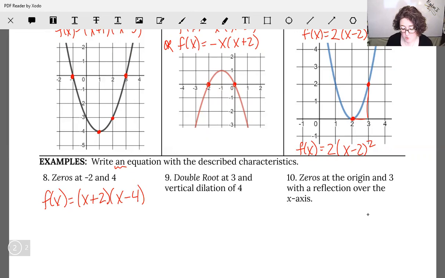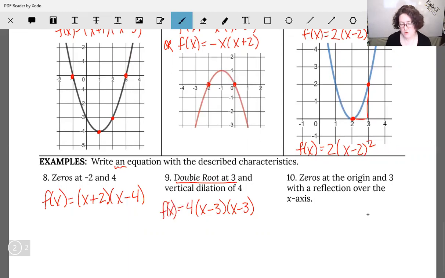If I'm going to write an equation for number 9, though, I can get more specific. It says first we have a double root at 3. So that means I could do x minus 3 or even x minus 3 squared. I'm going to write it out twice. But then it has a vertical dilation of 4, which means what extra value are they giving us to write out? They're giving us that a value in front.